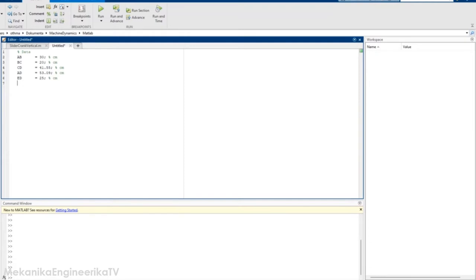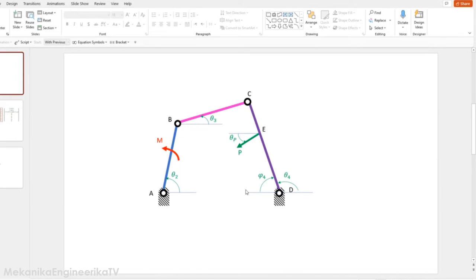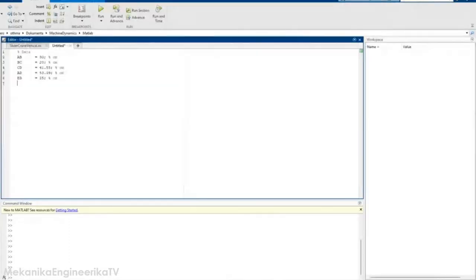What else do I need? Let me see here. To build the matrix, I need to give P, the distances CD, BC, AB. Actually, I don't even need AD, so I will remove it because it's useless. And the angles: I need theta 2, theta 3, theta 4, or rather phi 4, but phi 4 is 180 degrees minus theta 4. So let me remove AD first because it's not required to build the matrix, and put in the angles.